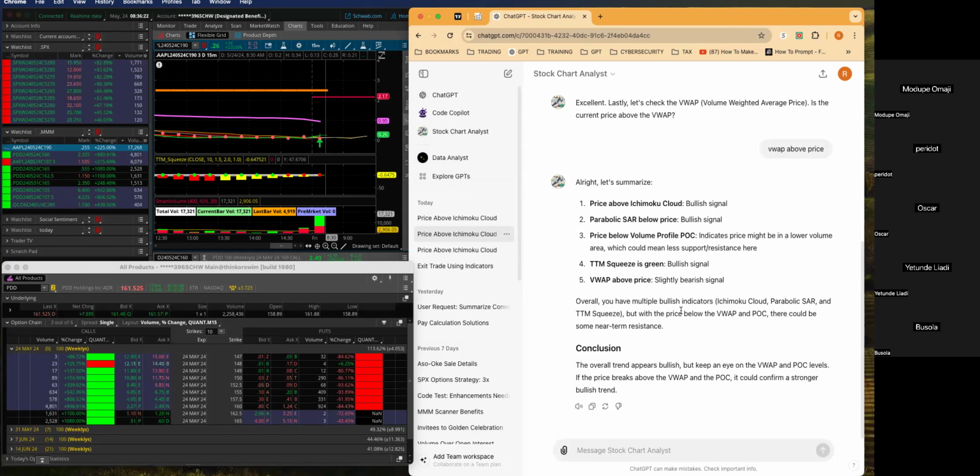Overall, you have multiple bullish indicators, but with the price below the VWAP and POC, there could be some near-term resistance. The overall trend appears bullish, but keep an eye on the VWAP and POC levels. If the price breaks above the VWAP and the POC, it could confirm a stronger bullish trend. With this analysis, all you have to do is wait, because you have 15 minutes for each candle, or each bar, to be formed. Wait for another 15 minutes for this one to confirm and then enter this trade.